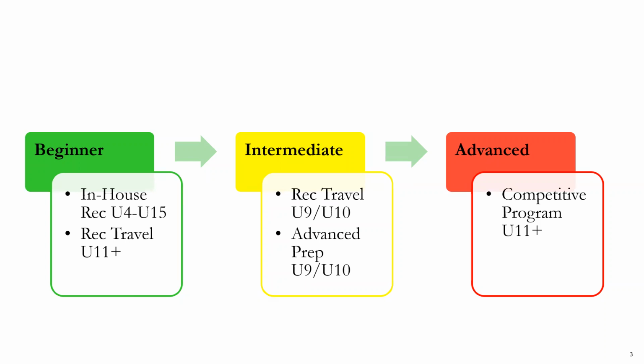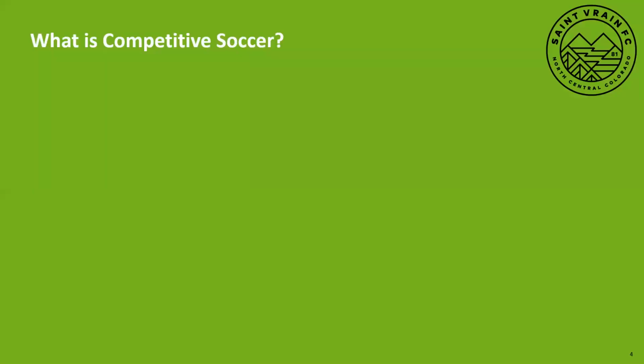Intermediate is rec travel at the under 9 and under 10 age groups, as well as the advanced prep program at under 9 and under 10. Advanced prep could potentially fall into the advanced category, and a lot of what we discuss here applies to them as well. However, since they have the same training schedule and play in the same divisions as the rec travel team at this age, we'll categorize them as intermediate for today's purposes. And advanced, otherwise known as competitive soccer, is at the U11 and older age groups.